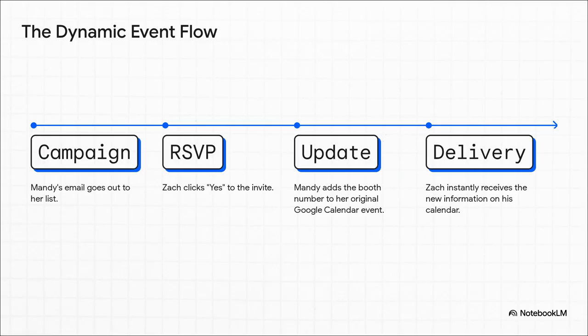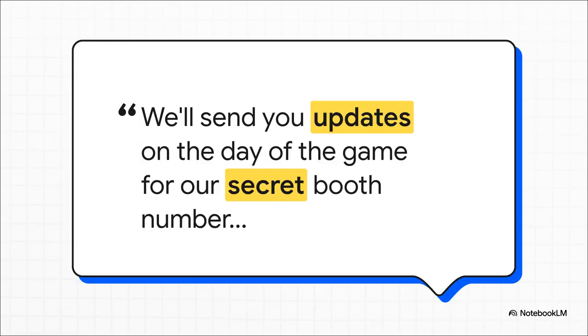So, Mandy sends the campaign. Zach says yes. Then, on game day, all Mandy has to do is update her original Google Calendar event with the secret booth number. The system takes care of the rest, automatically pushing that new info straight to Zach's calendar. No new email blast needed. So let's just rewind for a quick second. Remember that initial promise, that little hook? This message is what got Zach to say yes in the first place. It set the expectation perfectly that more valuable info was coming his way.